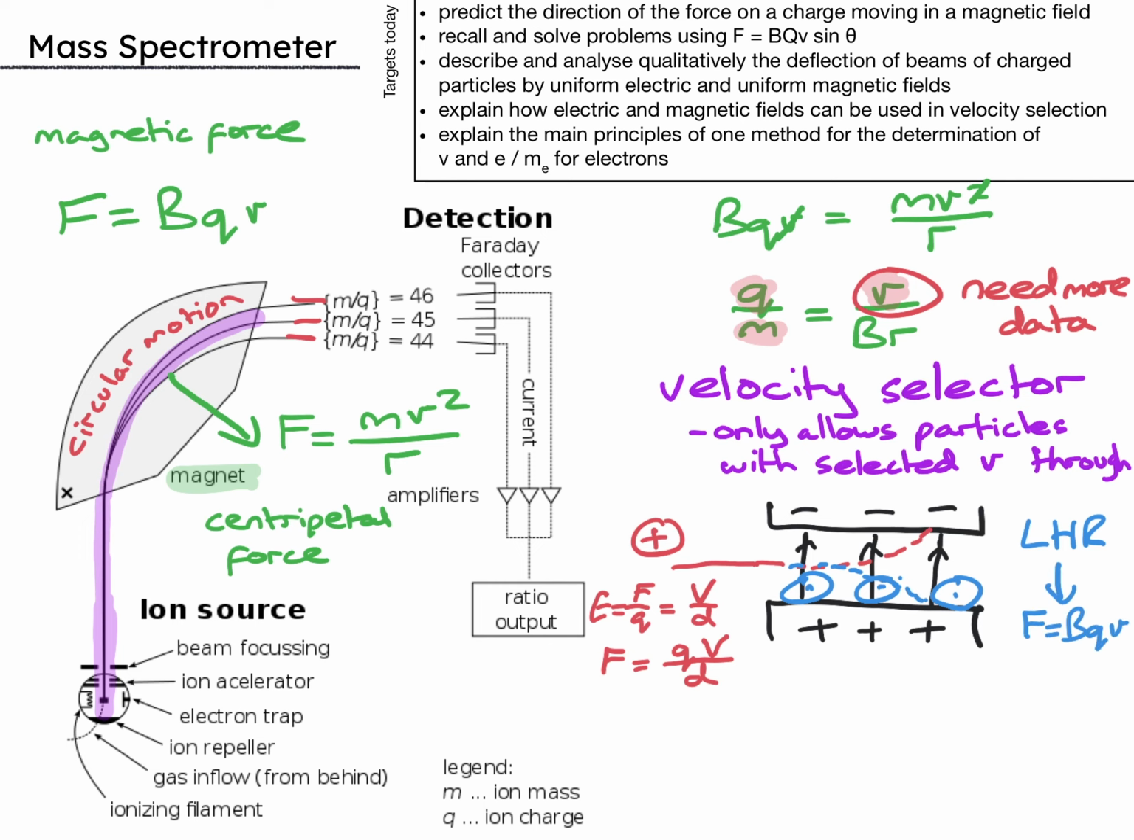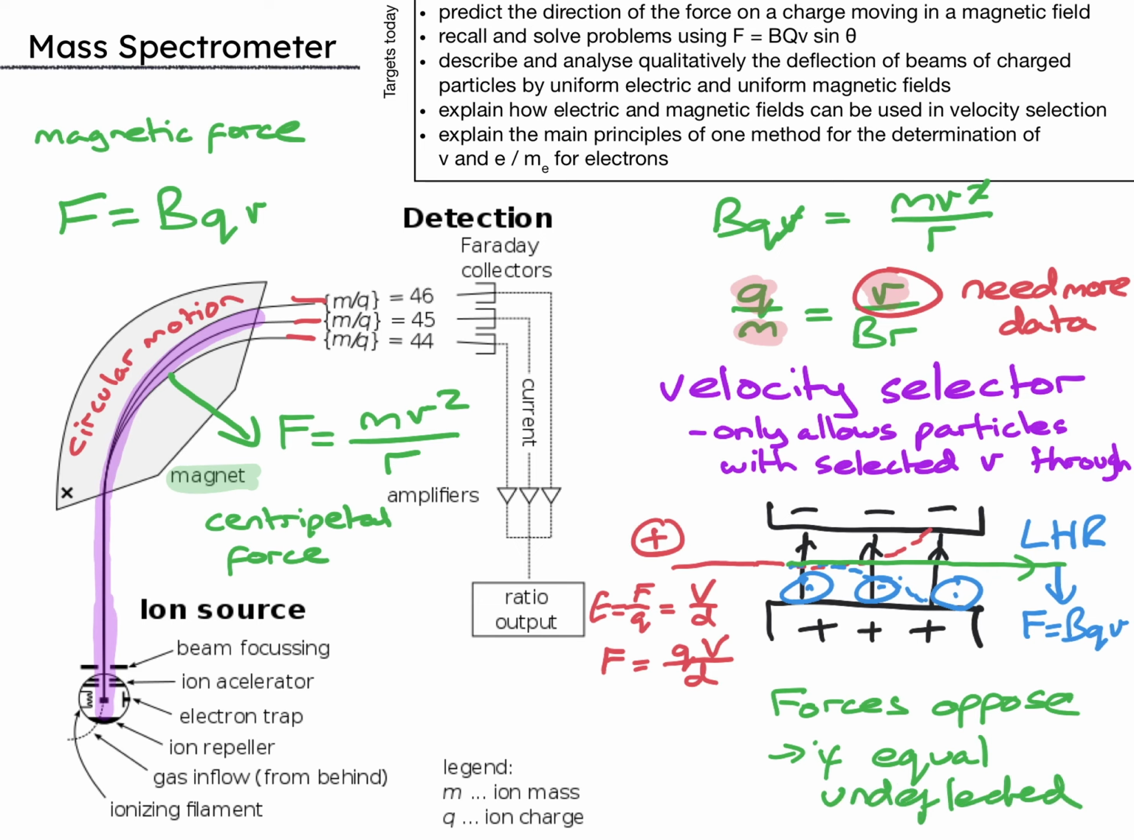So the two forces are opposing. If they are equal, the ion will be undeflected. If they are not equal, the ion will deflect up or down. So if we put some barriers here, only some particles get through. So mathematically, this is when QV over D equals BQV, or V over D equals BV, or small v equals BV over D.